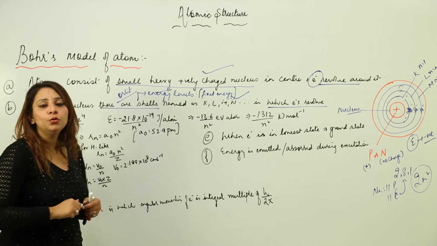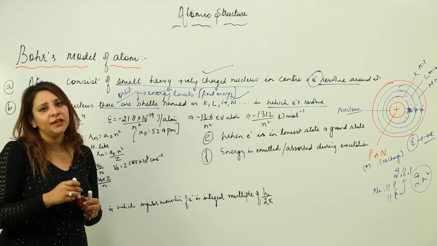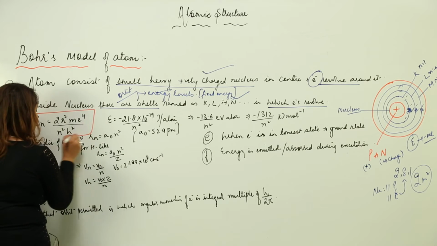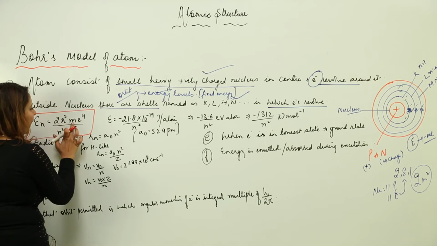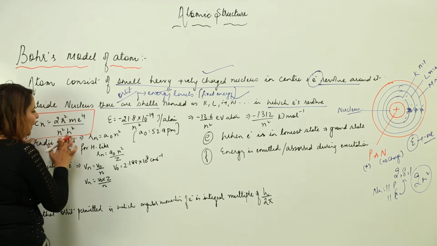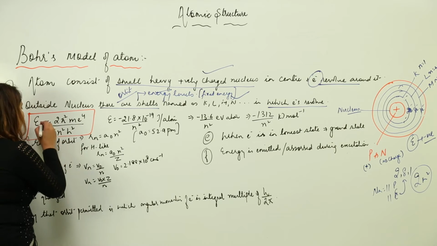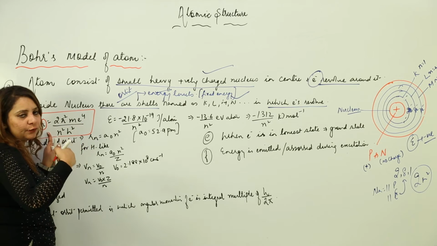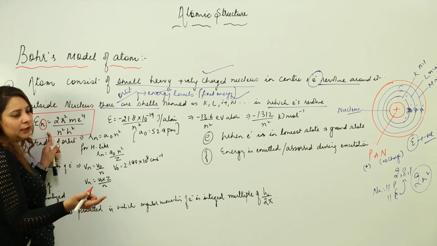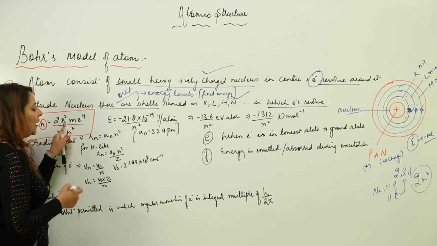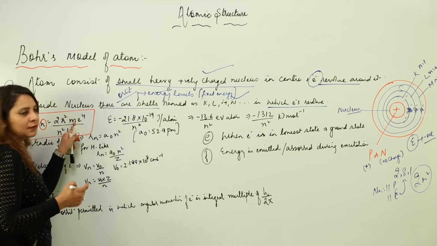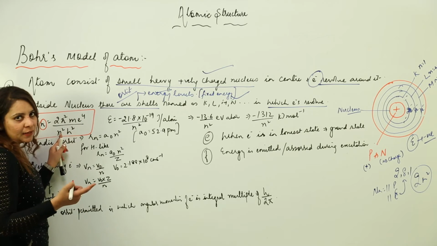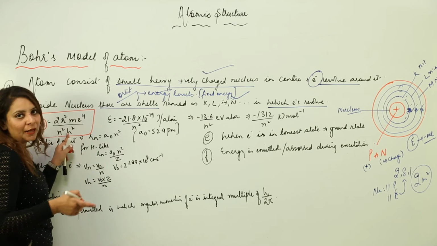If you need to find the energy of the electron in any orbit, there is a formula: E is equal to 2 pi square m e^4 divided by n square h square. n means the number of the orbit, that is, whether you want the energy for the first, second or third orbit. 2 is a constant, pi you know, mass you already know, e is the charge on the electron, n square again is the number of the shell, and h is Planck's constant.